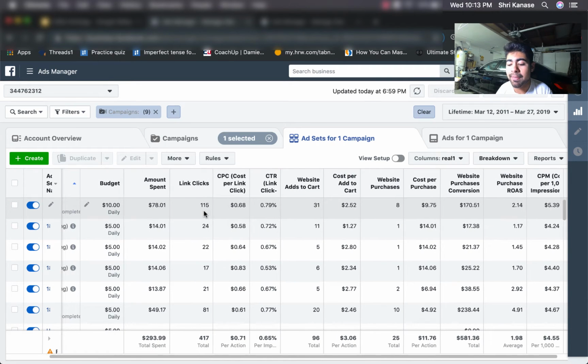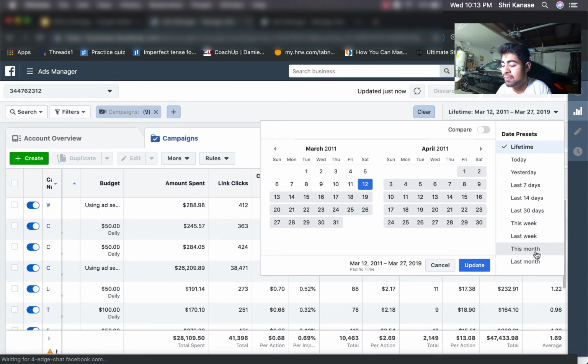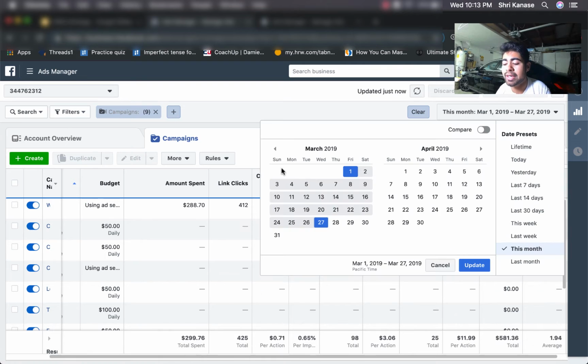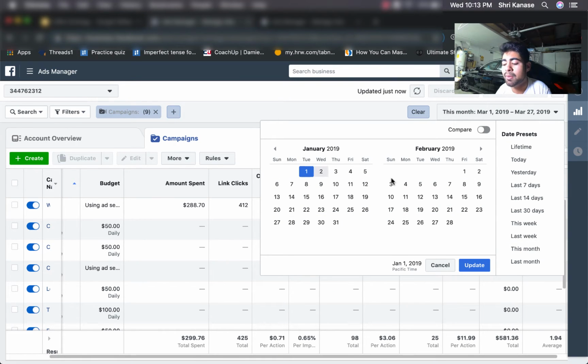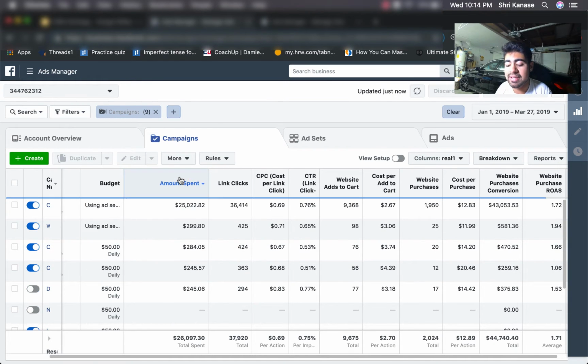So here I am in my business manager. These are the campaigns which I have run basically since this January. I've just changed the time frame to lifetime, but if we change this up to just January, you can see that these were the ones that were running starting January. But let's go ahead and do that really quick.